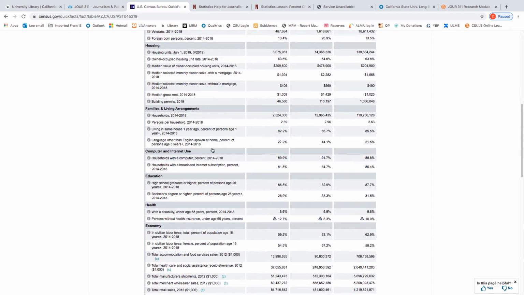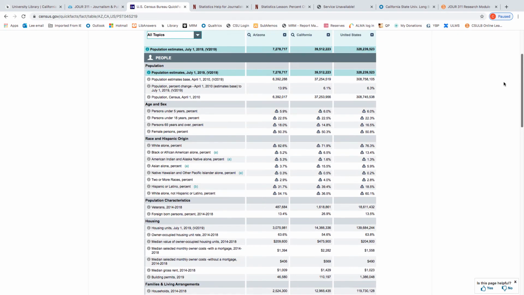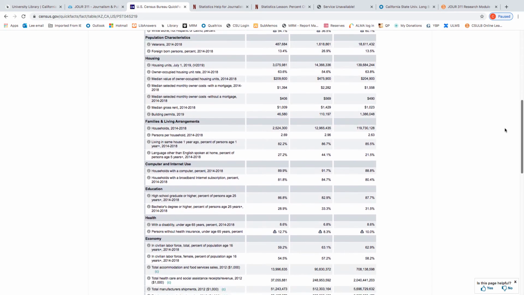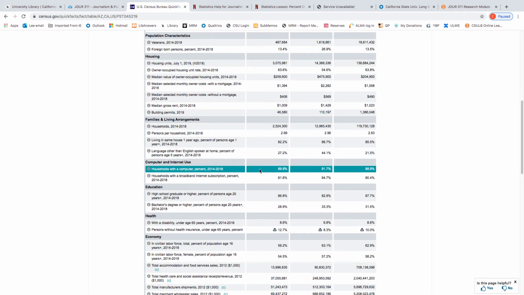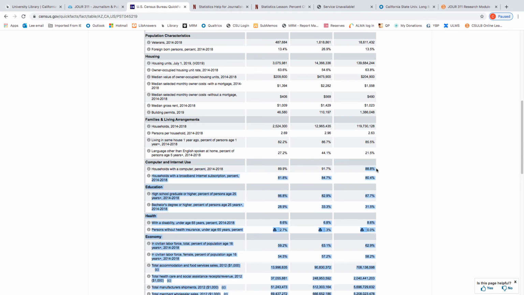So for instance, here, if you look down here, you can see the difference between California and Arizona in terms of households with a computer. In Arizona, 89.9% of households have a computer. 91.7% of California households have a computer. And both of those are over and above the United States average, which is 88.8.